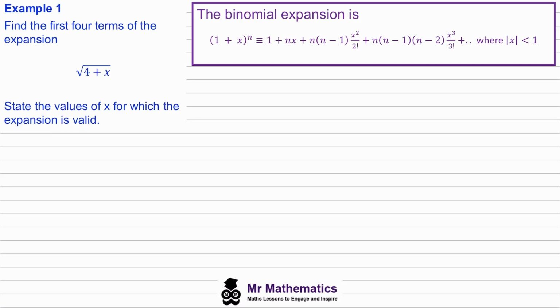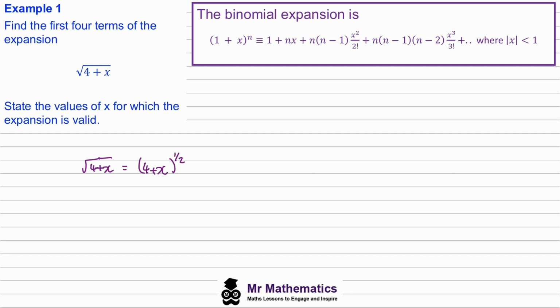So in the EdExcel formula booklet, we're given this expansion. This is when we have a constant of 1 and an x term, and this power can be a negative or it can be a fraction. So the first thing we need to do is write this expression using a power. Well, we know the square root of 4 plus x will be the same as 4 plus x to the power of 1/2. The problem we have now is that in our formula, we need a 1 term, but we have a 4 term. So we need to factor out this 4.